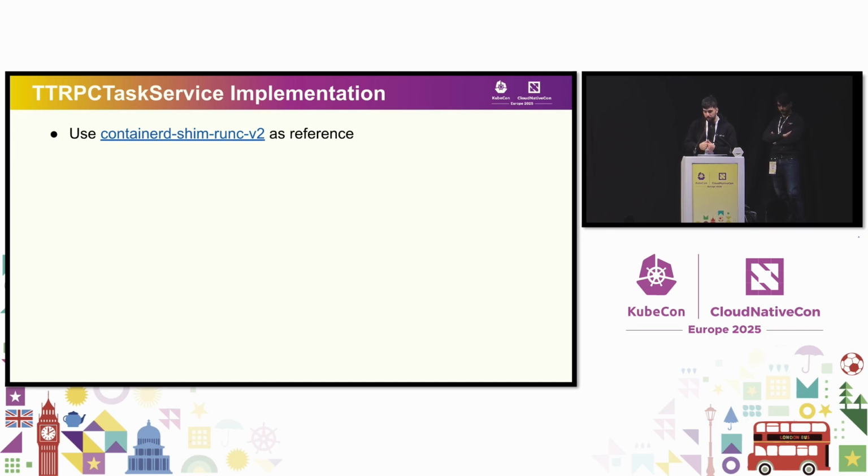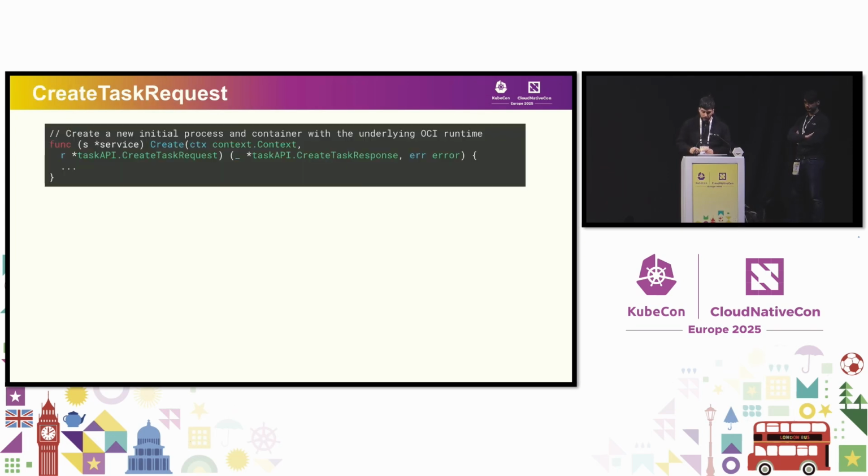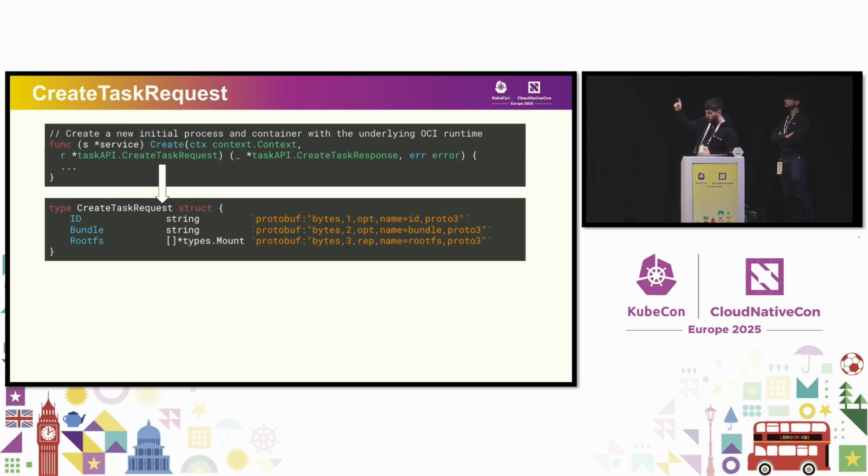So it's easy and it's the simple way to write a custom shim, a containerd shim. And actually the most important method that we need to implement is this create method. As you can see, we have the create task request. It's the information that the shim receives when a task is going to be created. A task is usually a container in the runc context.